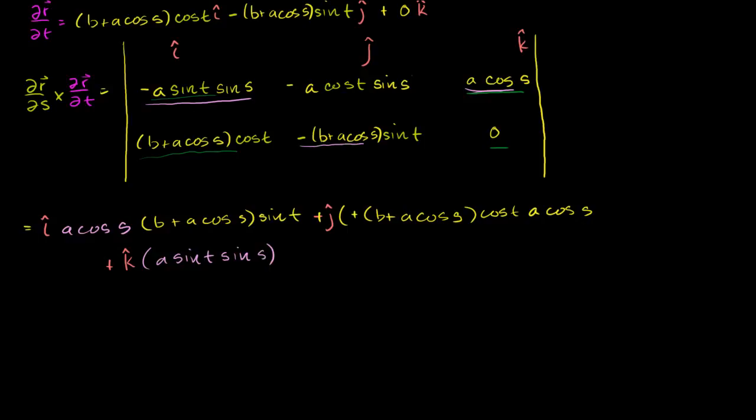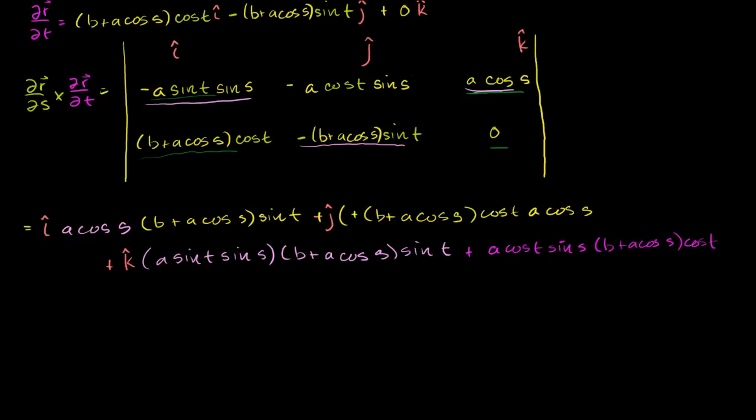And then this term right here is b plus a cosine of s, sine of t. So that's that times that, and the negatives canceled out. That's why I didn't put any negatives here. Minus this times this. So this times this is going to be a negative number, but if you take the negative of it, it's going to be a positive value. So it's going to be plus that a cosine of t sine of s times that, times b plus a cosine of s cosine of t.